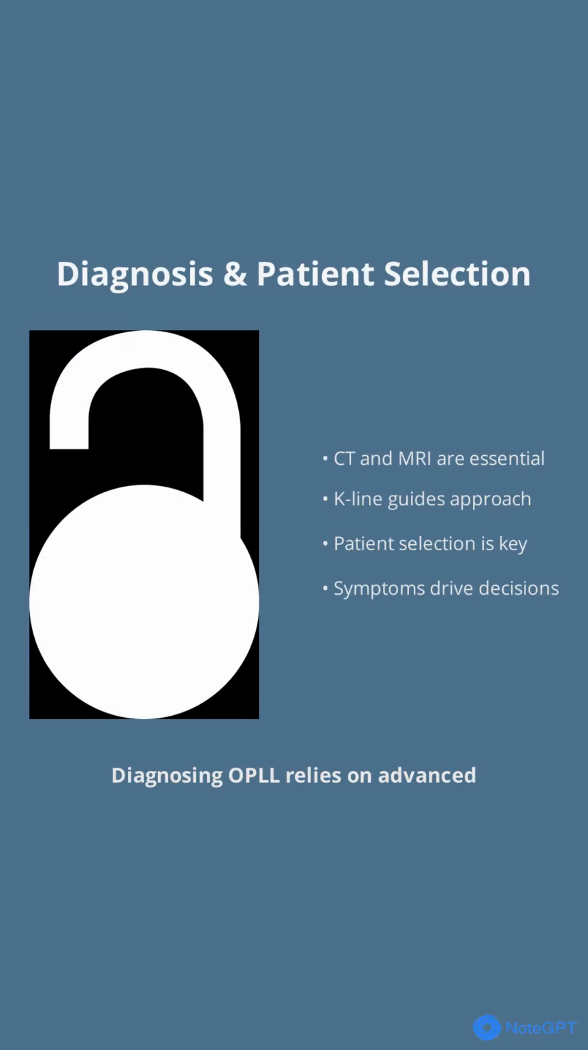Diagnosing OPLL relies on advanced imaging techniques like CT and MRI, which help determine the extent of bone formation and spinal cord compression. The severity of symptoms and radiographic findings guide whether to pursue conservative or surgical management. Asymptomatic patients are usually monitored, while those with neurological symptoms such as myelopathy or radiculopathy may require surgery.